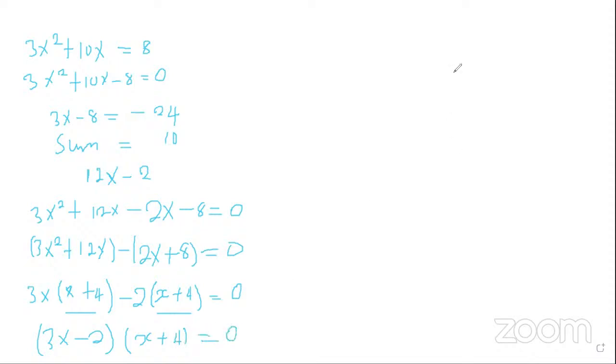So then I'll pick out each bracket and I say 3x minus 2, I equate it to 0. So 3x minus 2 is equal to 0. I pull out the 2 the other side. It will be 3x minus 2 plus 2 equals to 0 plus 2.